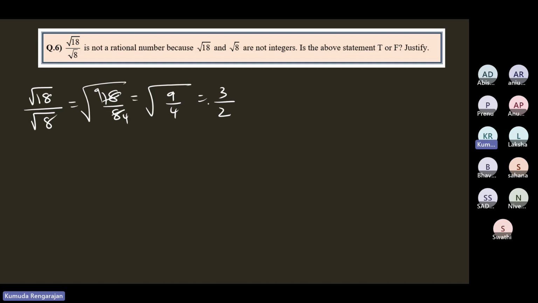So 3 by 2. You can do it like this, or like Niveda said, root 18 by root 8 is equal to, this is 3 root 2, this one is 2 root 2. So root 2 gets cancelled. So 3 by 2. Anyways.